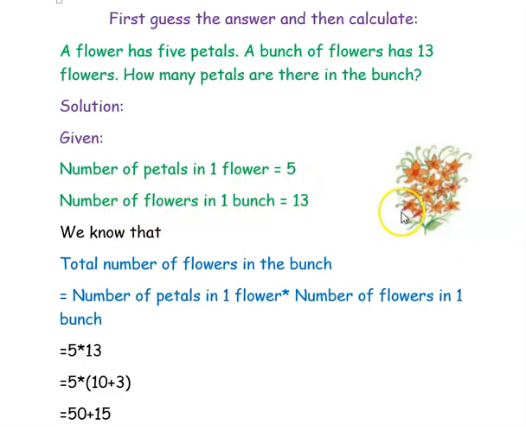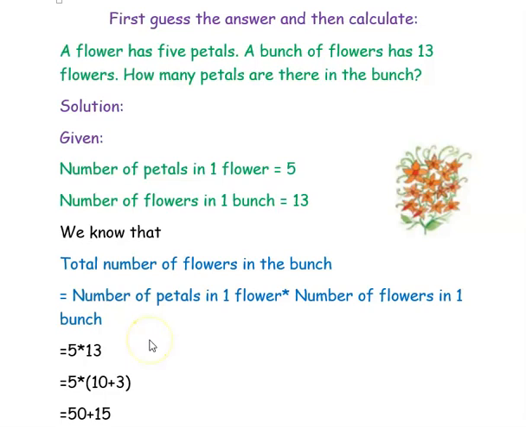So first we'll guess the answer, right? Okay, so how will you find the answer? So you want to multiply 13 times 5, right? So 13 can be split as 10 plus 3 into 5. That is 13 into 5. So now 10 into 5 is 50 plus 3 into 5 is 15. So 50 plus 15, that's 65. So this is the way we have guessed the answer.